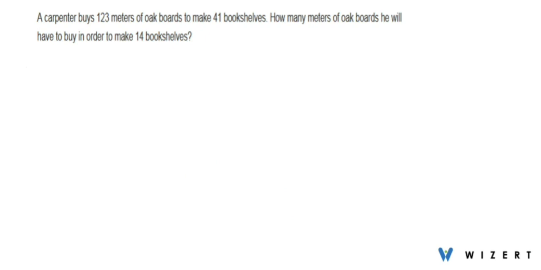A carpenter buys 123 meters of oak boards to make 41 bookshelves. How many meters of oak boards will he have to buy in order to make 14 bookshelves?